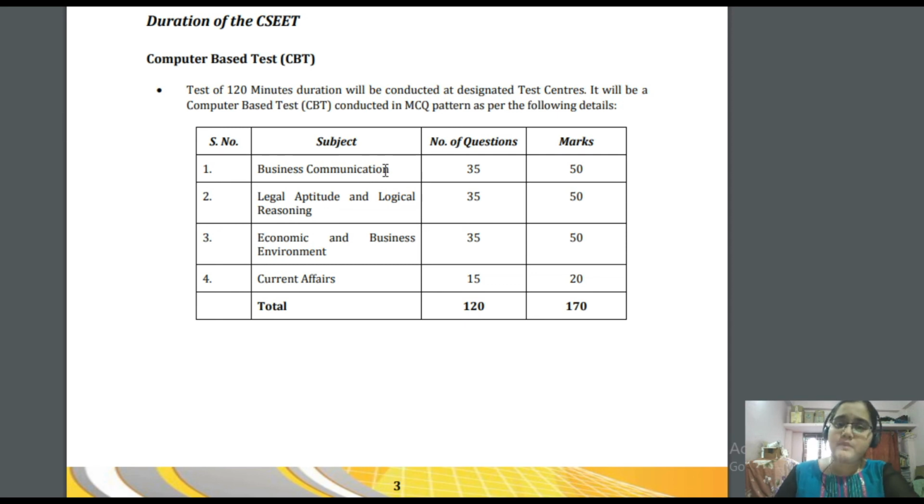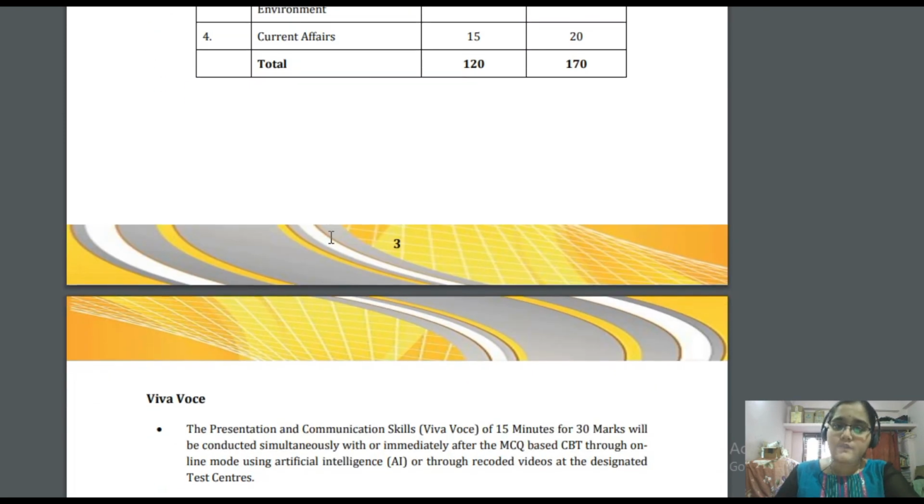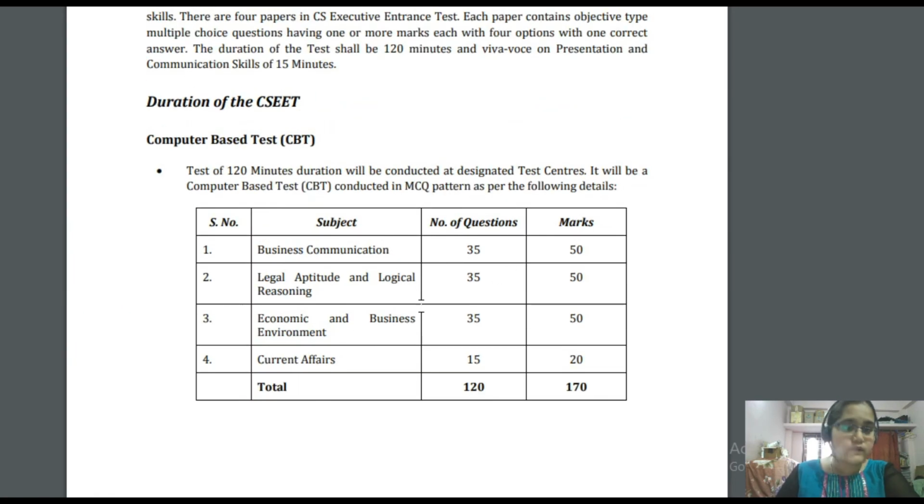Okay, so first is business communication for 50 marks having 35 questions. Next is paper 2, legal aptitude and logical reasoning, 35 questions of 50 marks. Economic and business environment, 35 questions of 50 marks. And current affairs, 15 questions of 20 marks. So totally you will be having a 170 marks paper in 120 minutes.